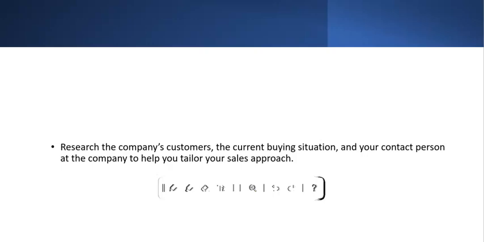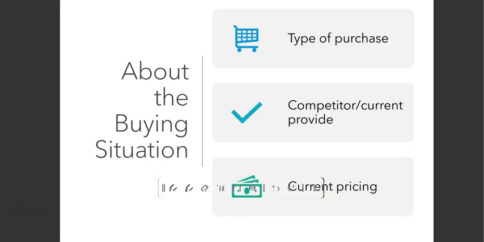So in that pre-planning, you want to find out what kind of buying situation this is going to be, and then go from there. When we think about the buying situation, we mentioned the type of purchase, which I just went through. But we also want to consider things like the competitor or their current provider. If you can find out, what are they charging, or what are their costs for the product that their current provider is charging them? Is there an opportunity to come in under that price?